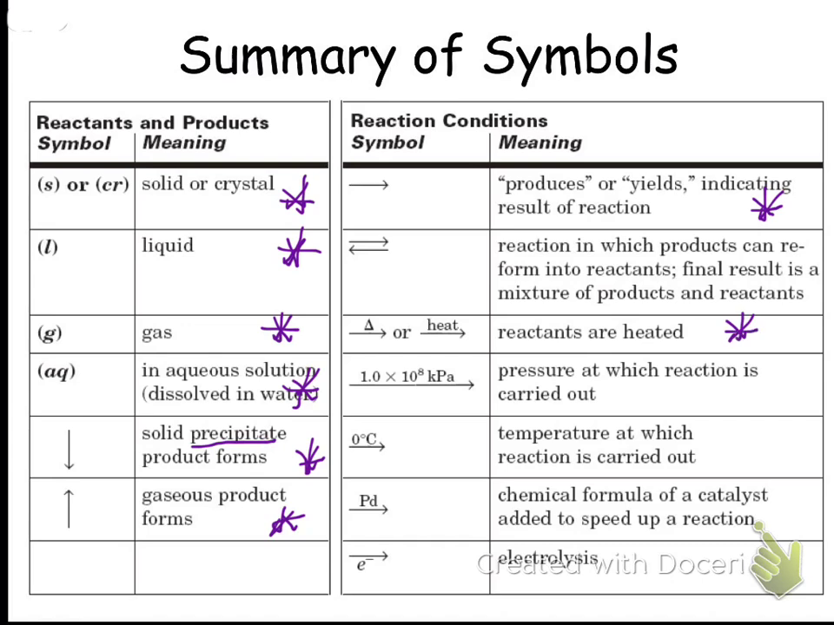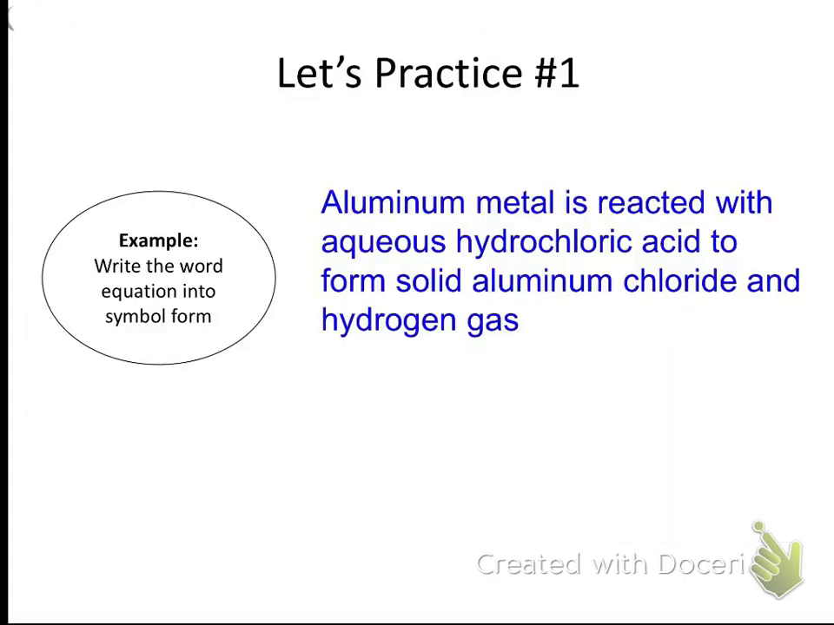We won't talk much about pressure. A temperature over the equation tells us what temperature it is at. And we're not really going to talk too much about catalysts, but if you saw an element over the arrow, it means it's a catalyst, and then electrolysis, which we will not talk about much. So let's get into how we write these equations from words.